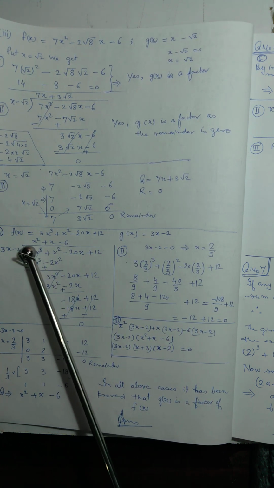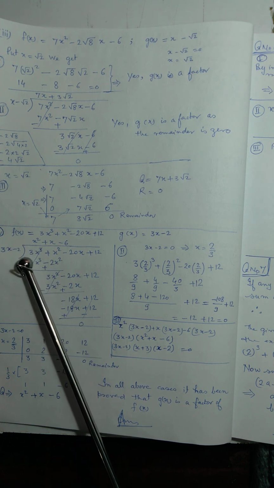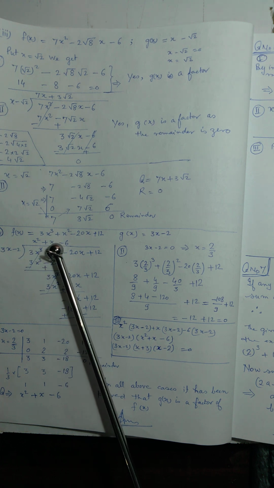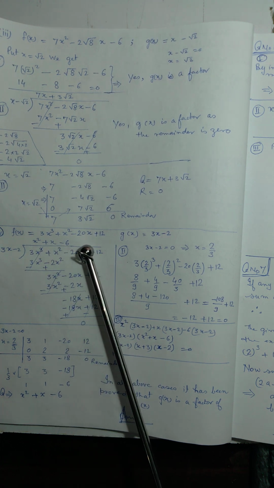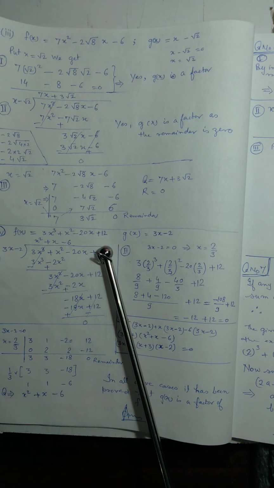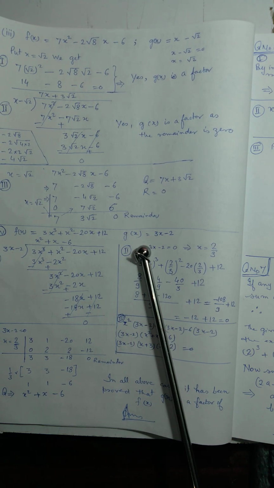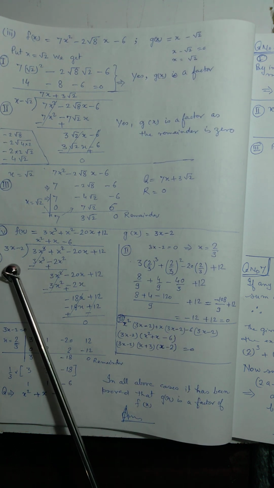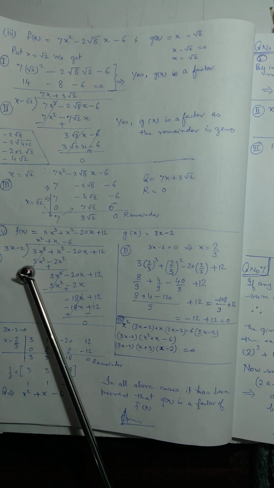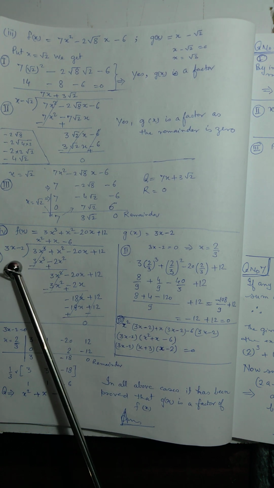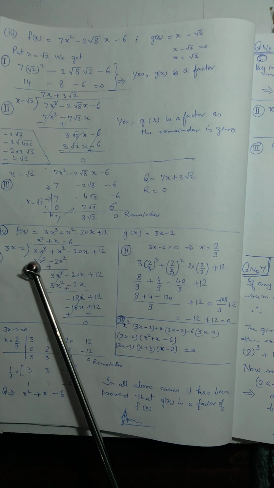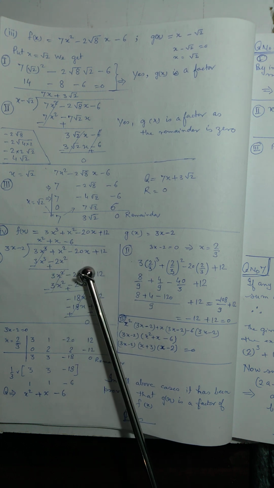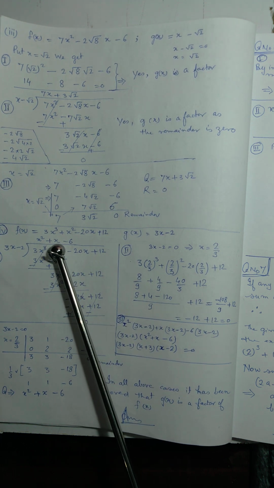Now proceed to the fourth part of the question, that is f(x) is 3x raised to power 3 plus x square minus 20x plus 12. Here g(x) is 3x minus 2. Now you see the 3x minus 2 is the divisor and the dividend is given, that is 3x cube plus x square minus 20x plus 12. Now divide it.